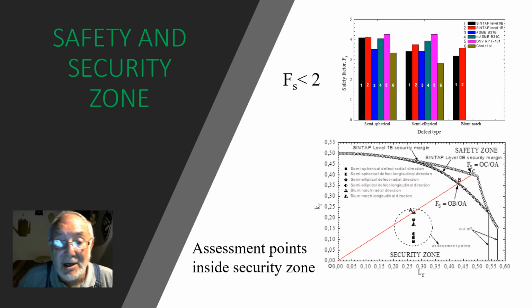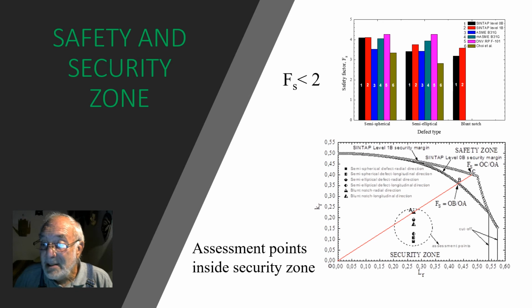Using the results of the volumetric method, we can plot the different assessment points concerning the three defects that we have described previously. And we consider these defects when they are along the longitudinal directions or in the radial directions. And you can see that the majority of defects are located in the security zone. According to the principle of the failure assessment diagram, we can define the safety factor as OC over OA, and results are reported here. You can see that for the three kinds of defect, results give a safety factor greater than 2, so no reparations are necessary.